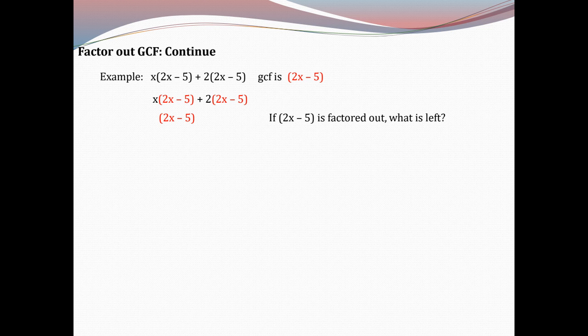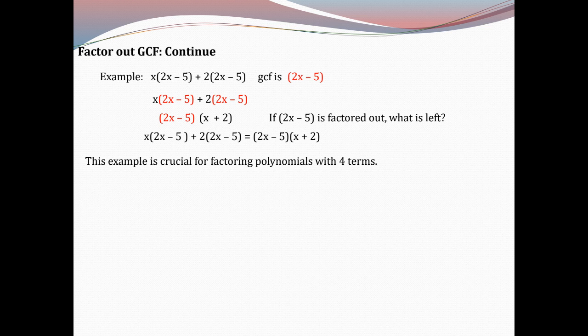So if that's my GCF, what is left over? I had a leftover x from the first one that I took the 2x minus 5 out of, and I have a 2 that is left from the other expression. So what's left over? Just the x plus 2, right? So I factored this out. This addition became a product, right? This 2x minus 5 times the x plus 2. Okay, so that would be my answer for the factorization of that example. All right, so again, this example is crucial for factoring polynomials that have 4 terms.